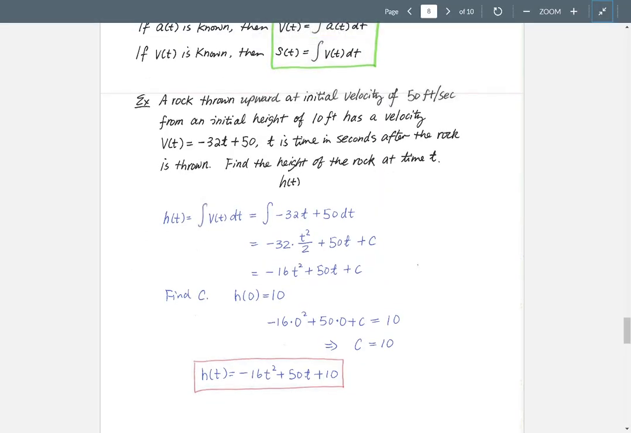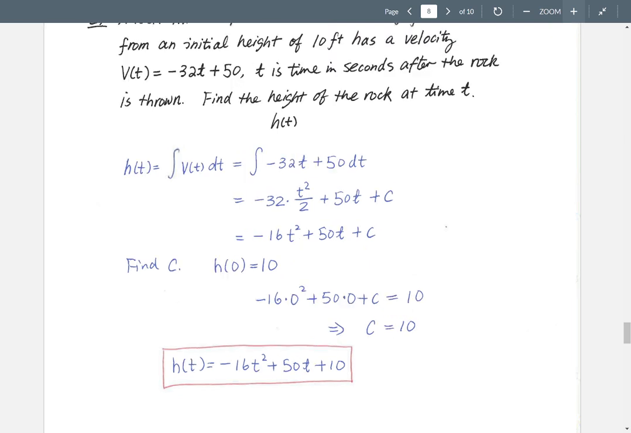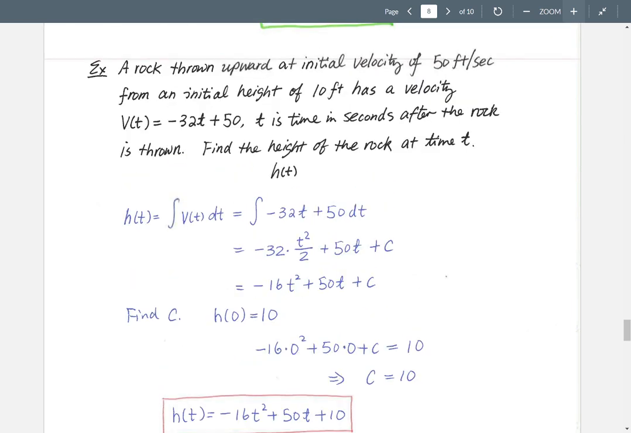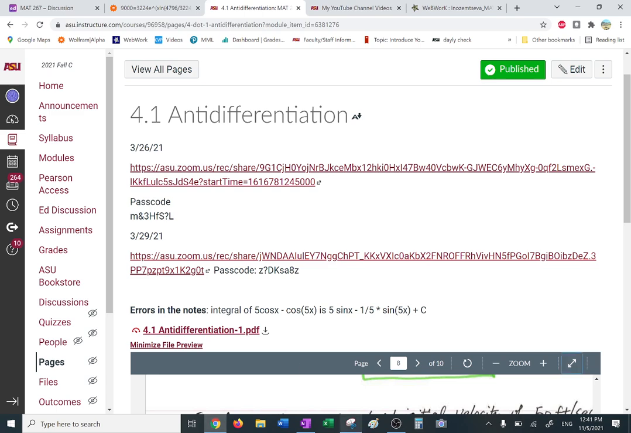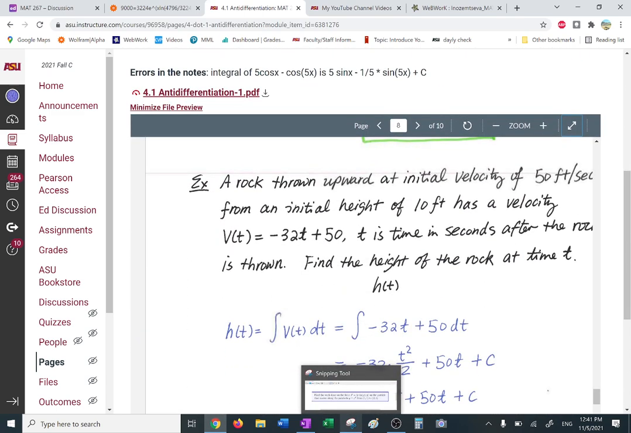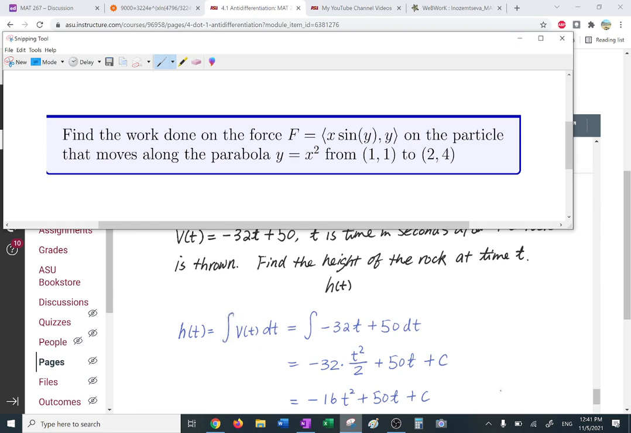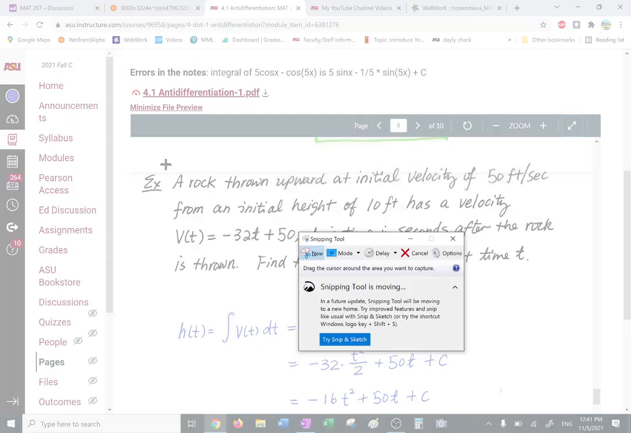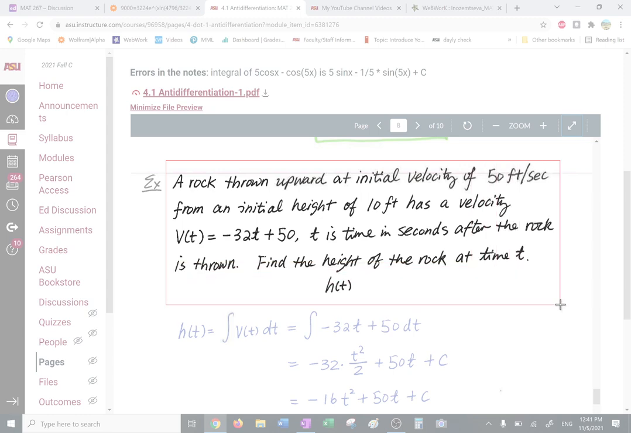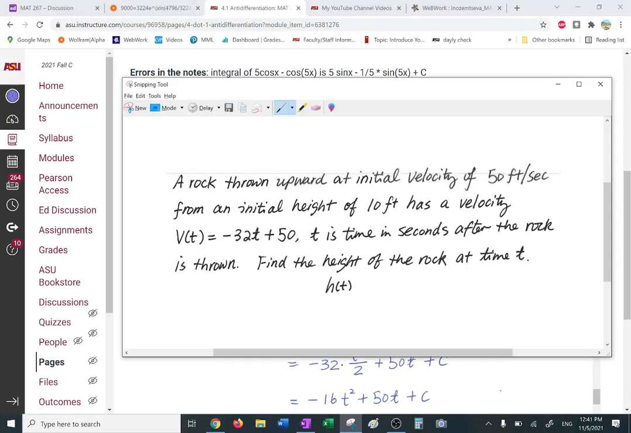throwing a rock, like so. You can copy this. I will do print screen. Oh, I will just snip it. A rock is thrown up. It's a very typical example. I see this rock example literally in all the books.